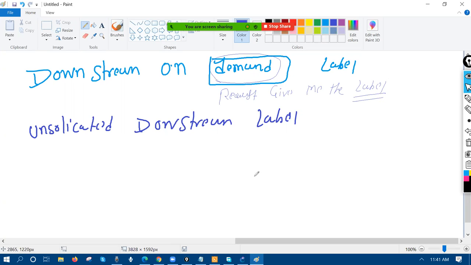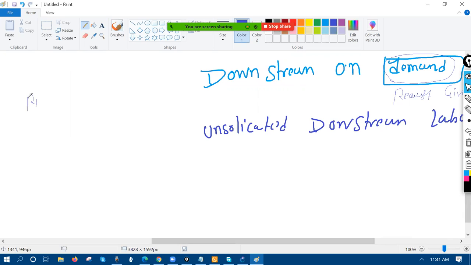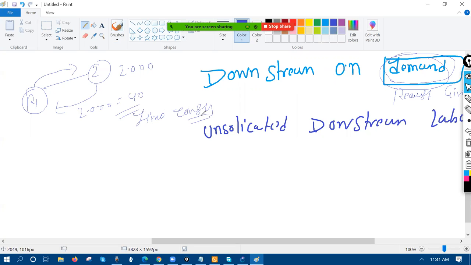For example, R1 and R2. R2 has a prefix 2.0.0.0. What R1 is going to do is ask R2, hey, give me the label of 2.0.0.0. Then R2 will give the label: hey, 2.0.0.0, you can use this label. This is the downstream on demand. I'm going to demand first of all, so it's time consuming. But the benefit is less memory required.